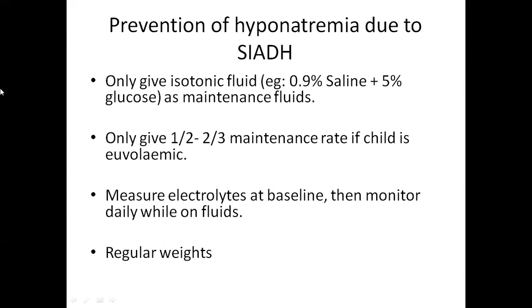And we never give full maintenance fluids. We give only 2/3. So even if a child is hyponatremic, we are going to restrict it further. So always try to give 2/3 maintenance fluids and isotonic fluids. That's where you are going to prevent hyponatremia due to SIADH. And always measure the baseline electrolytes, then monitor daily, along with IV fluids and regular weights. These are the essential things you need to follow in admitted patients to prevent hyponatremia due to SIADH.